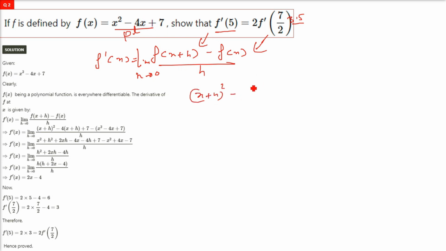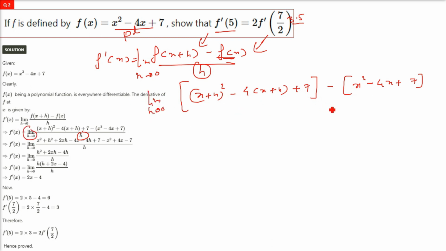square minus 4 into (x plus h) plus 7. Always put the first term in the square bracket because it is a bigger expression. We don't want to confuse it with the second one, which is only f(x), which is x square minus 4x plus 7. And divided by h is also there, and limit h tends to 0 is also there. So limit h tends to 0 and division by h, I am going to write it later, but for you, you have to write it every time, every step it has to be there.